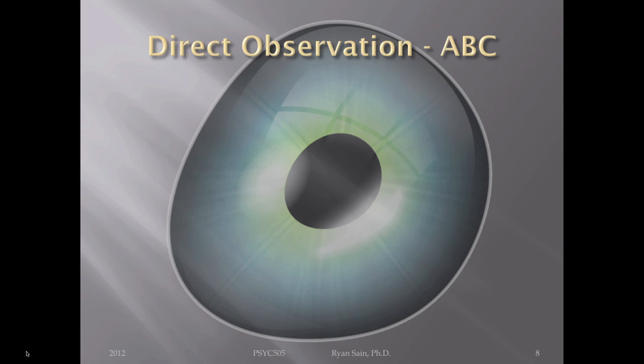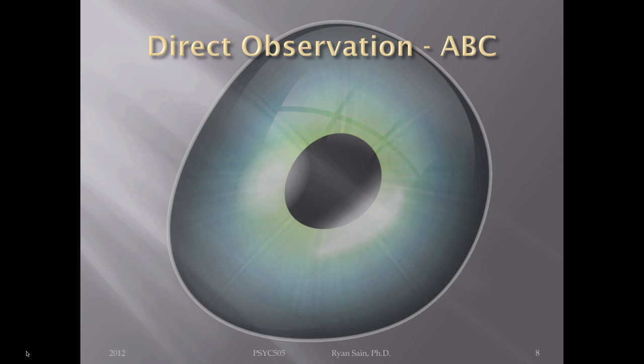Direct observations, the ABCs, right? So we're going to focus on antecedents, behaviors, consequences. These are colloquial terms for the stimulus, response, stimulus stuff, right? So the three-term contingency is often described as the ABCs: the antecedents, which come before behavior, and the consequences, which come after the behavior.